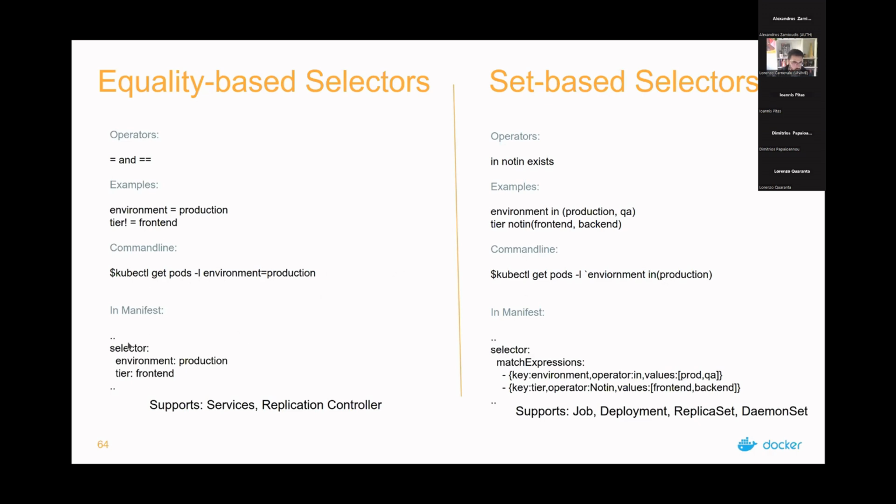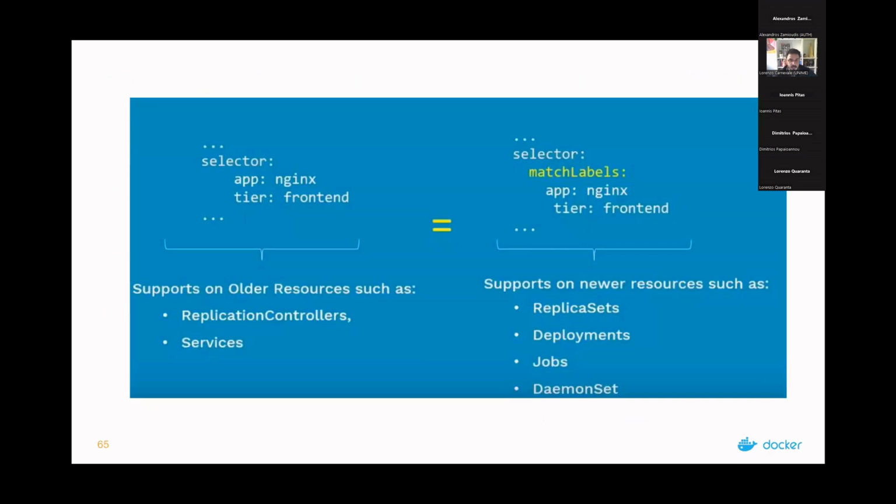In the manifest, we have the manifest for the equality-based selector, which is the one I showed before. For the set-based selector, it's something a bit different. We have matchExpressions. So the key is environment, operator In, and the values are production or QA, for instance. And tier NotIn frontend or backend. In this way we can customize the deployment of our microservice architectures.